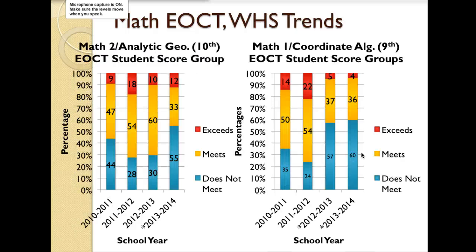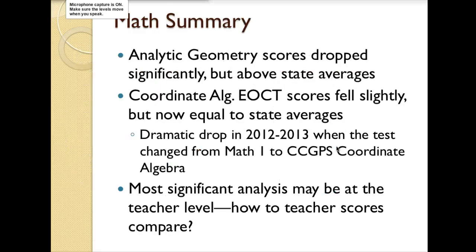Kind of the same story here. Of course, we see that our does not meets is going to dramatically increase. We did have kind of a slight increase in the second year of coordinate algebra for that CCGPS test in does not meet. So we might start to have a trend upward there, but something that will be seen in the coming years. As far as math goes, our analytic geometry scores obviously dropped significantly, but they are above state averages. Coordinate algebra scores fell slightly, but now we're equal to state averages.